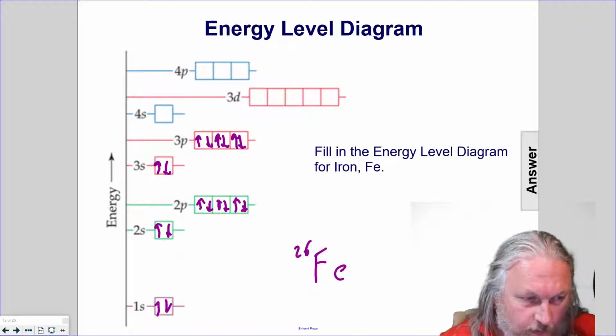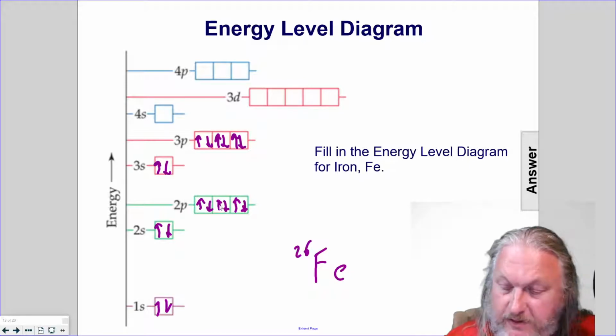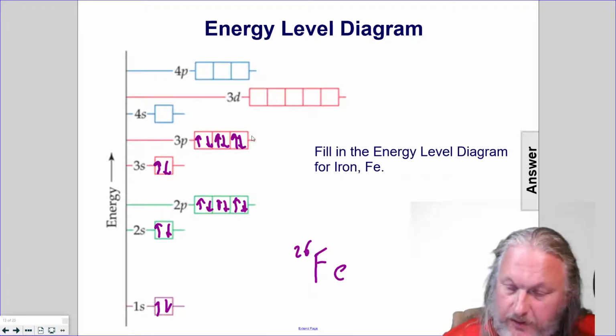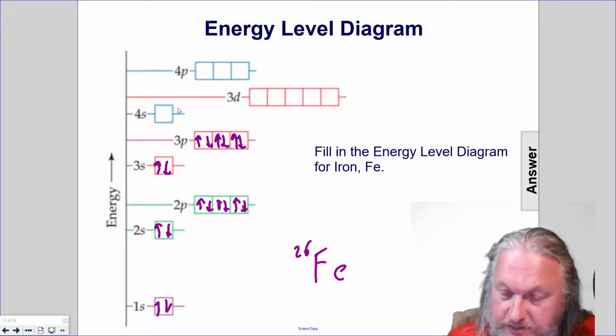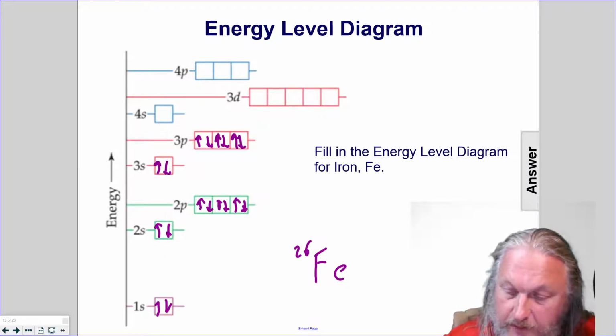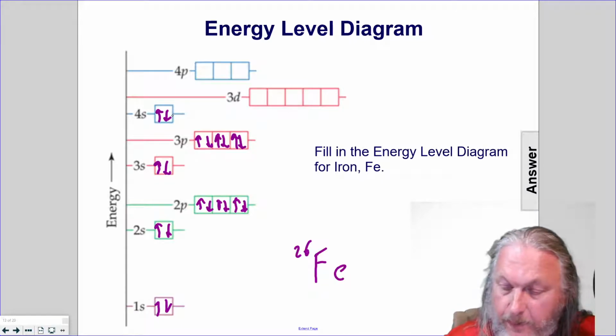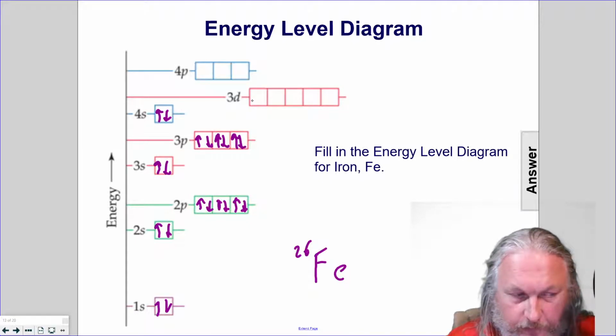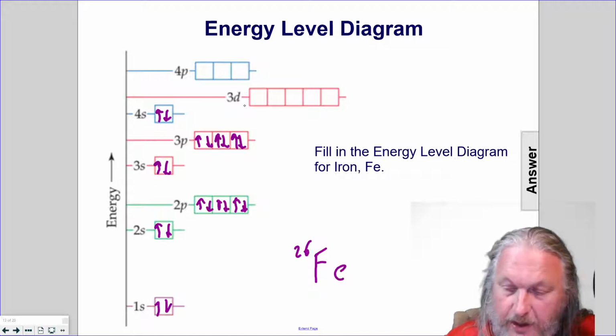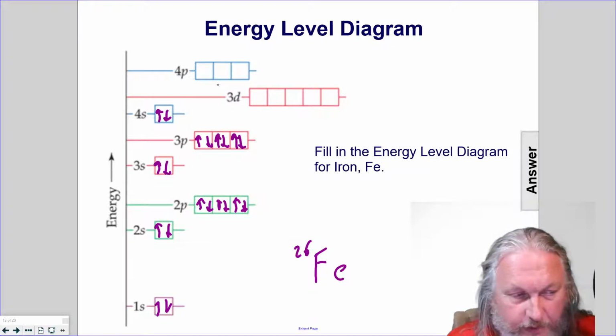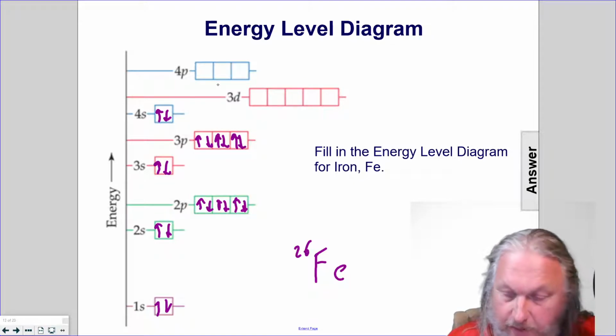So if you count it, that's 1 through 18. Again, we've got to put 26 electrons in. So I'm going down to 4s. That's 19 and 20. Now look, the 3d subshell has lower energy than the 4p. So now I've got to go down to the 3d and fill it.